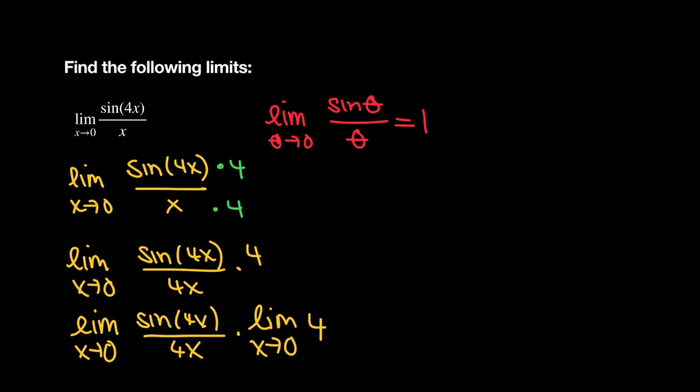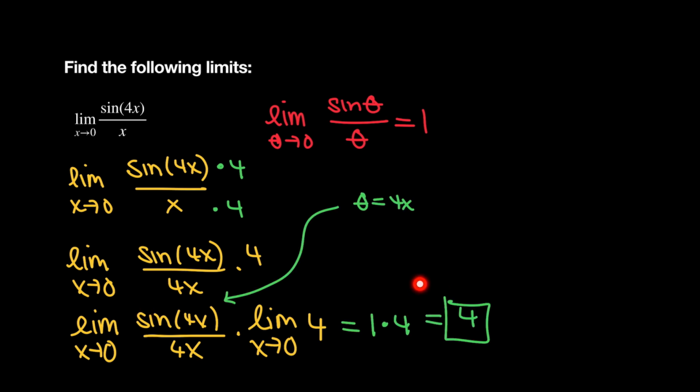This is a product. When we have a limit of a product, we can rewrite that as a product of limits. And the limit as x goes to 0 of sine of 4x over 4x is going to equal 1 using the property we just learned. Anytime your angle and your denominator are the same, that limit as the angle goes to 0 is going to equal 1. So if theta is 4x, for example, I do have something of the form sine of theta over theta. That's going to go to 1. And then the limit of my constant 4 is just 4. And so my final answer would be 1 times 4, or 4.